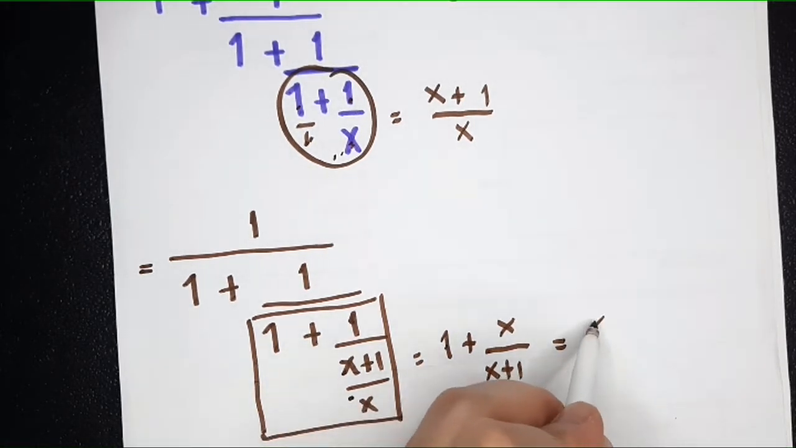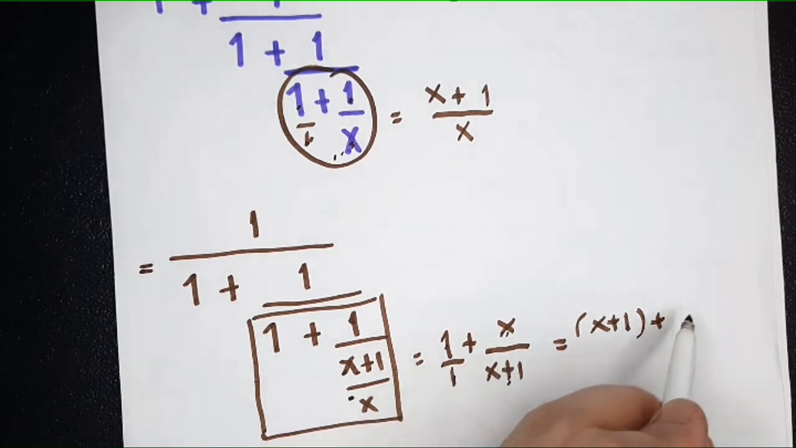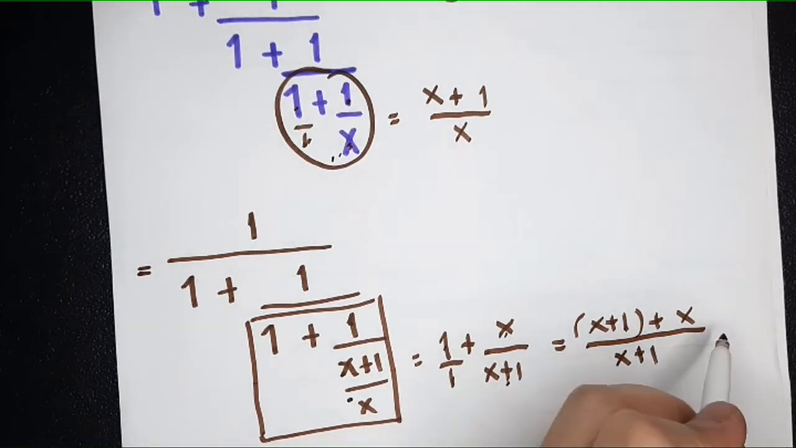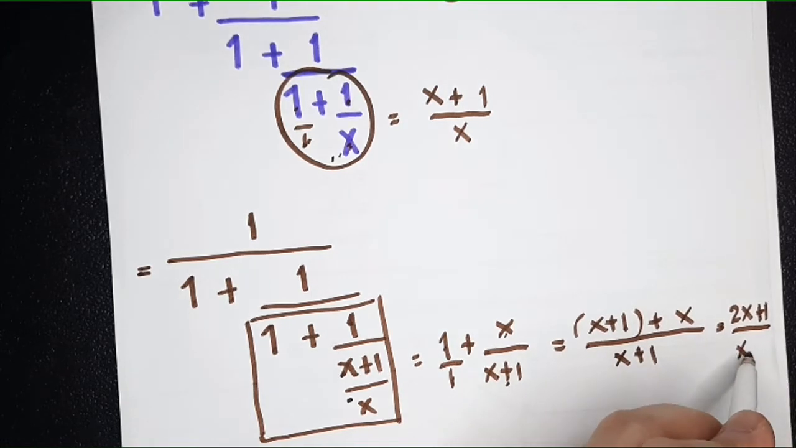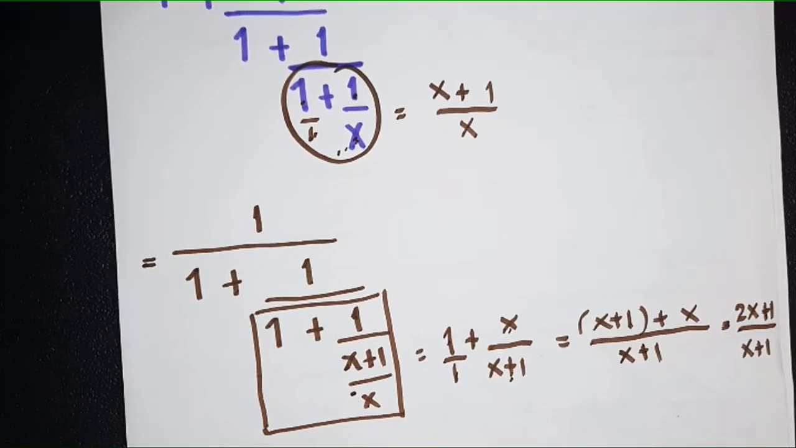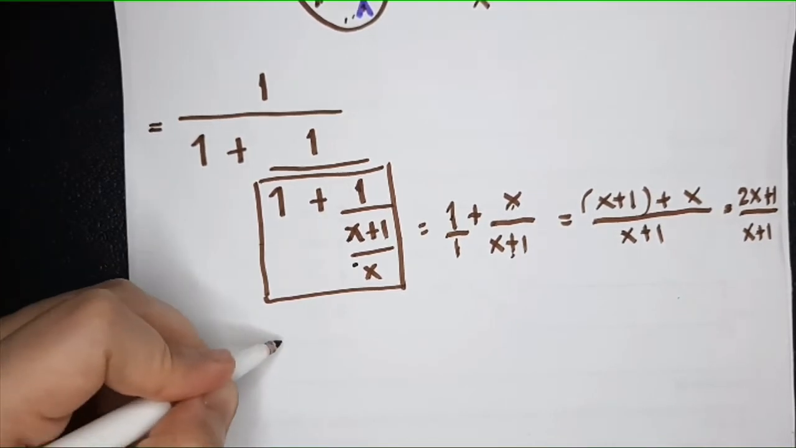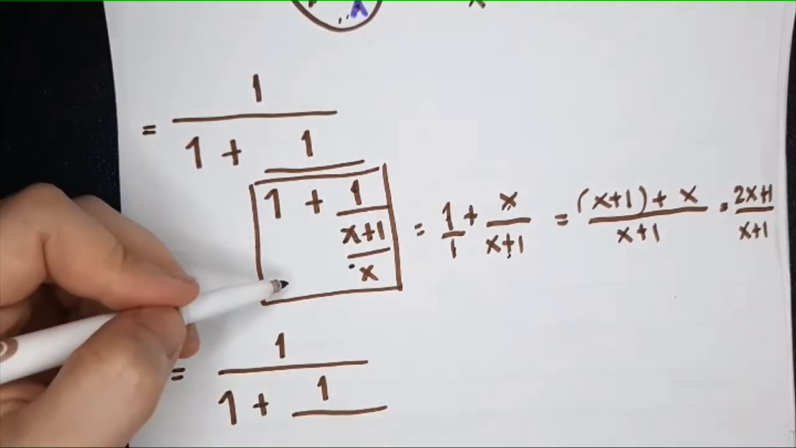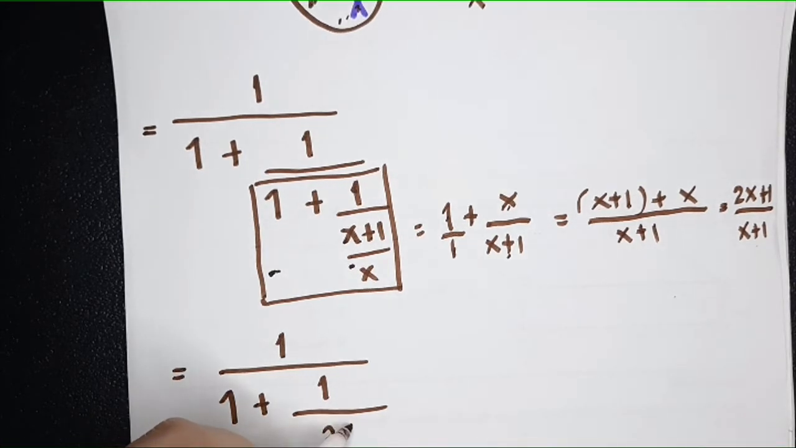Right? And this one is equal to, use the butterfly method again. X plus 1 times 1, you have x plus 1. Right? And then, plus, this is over 1. 1 times x, you have x all over x plus 1. Okay? So, if you simplify, this becomes what? 2x plus 1 over x plus 1. Okay? So, let's rewrite again the complex fraction. It becomes 1 over 1 plus 1 over, I'm going to replace this box by 2x plus 1 over x plus 1.